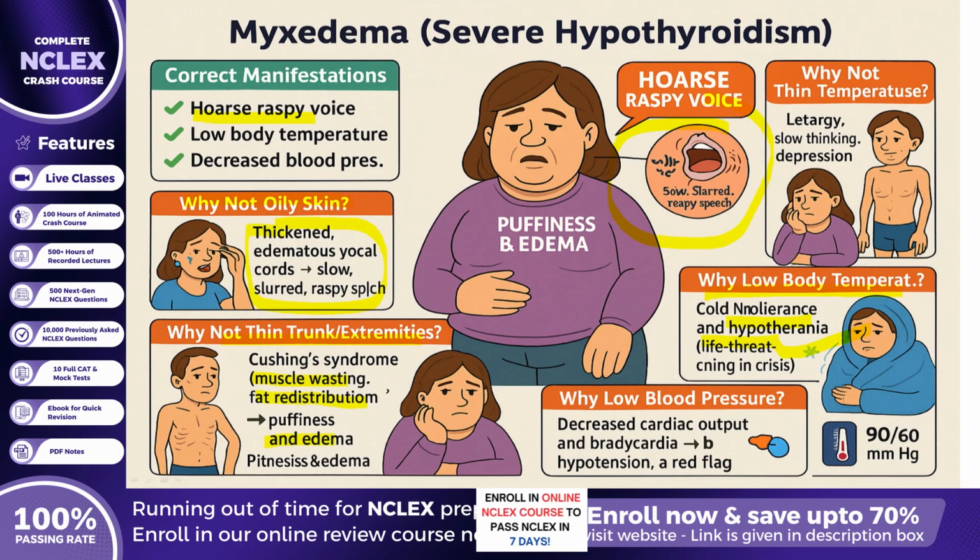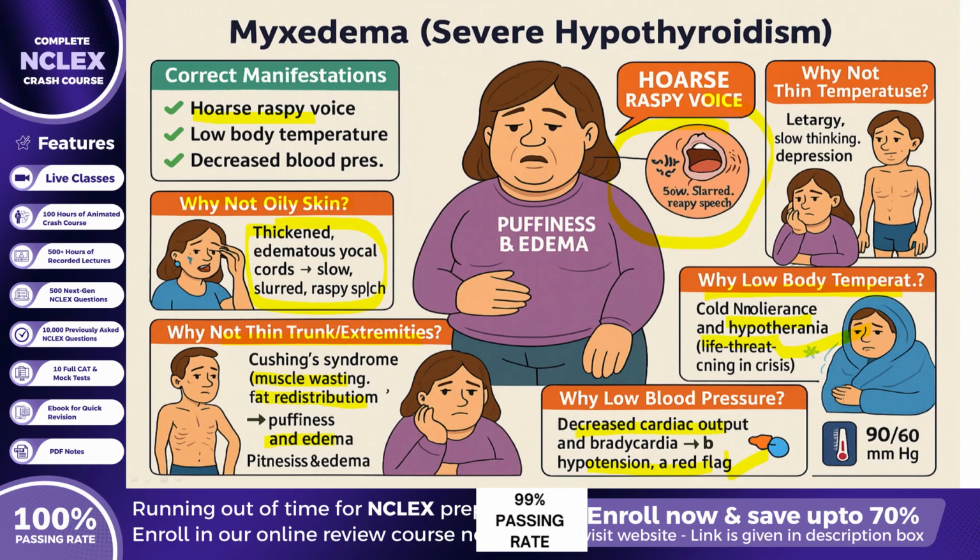Finally, option 6, decreased blood pressure, is also correct because hypothyroidism leads to bradycardia, reduced myocardial contractility, and decreased cardiac output, all contributing to hypotension. Severe hypotension in these cases can be an early sign of impending myxedema coma, which requires urgent intervention.